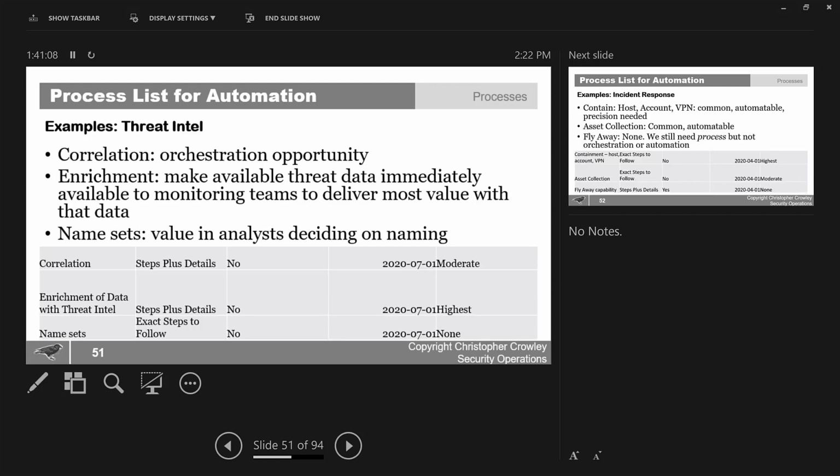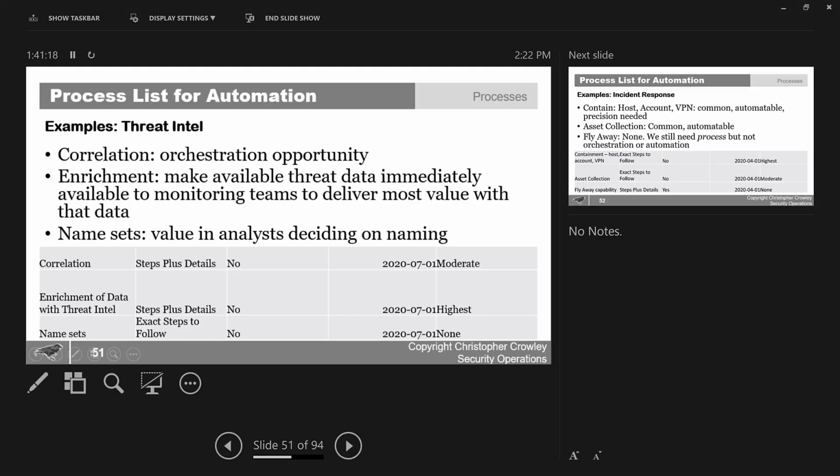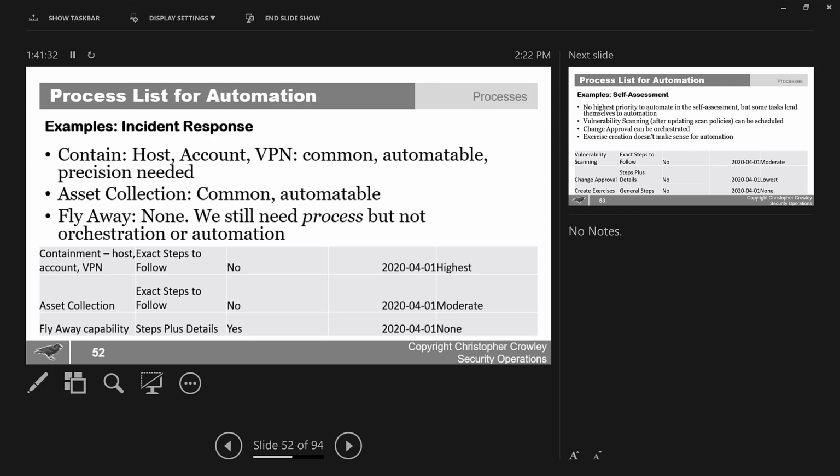Okay. In terms of threat intelligence, the thing that I think should be automated is the enrichment of data into my SIEM with threat intelligence. Okay? The actual movement of the data into the SIEM with the enrichment, I think, is the highest component. Things like naming intrusion sets or doing correlation, I think, are lower priorities.